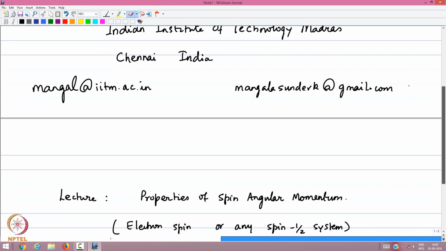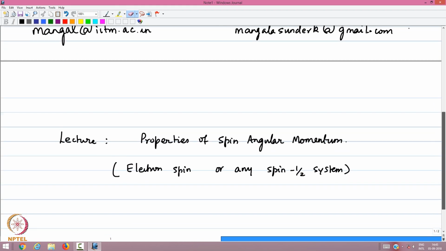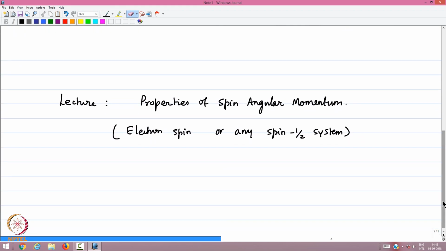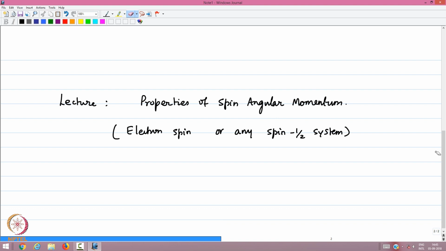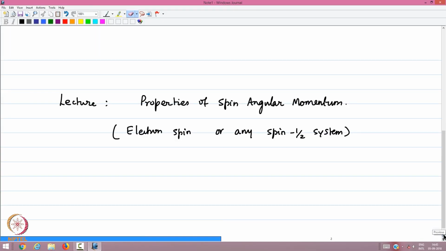Now, this is a continuation of the last lecture on the introduction to angular momentum. And in this lecture, let us look at the properties of the spin half system angular momentum. The electron spin is the most famous example. Proton spin, the nucleus proton, also has a spin angular momentum given by the angular momentum magnitude 1/2. So, this is the purely quantum mechanical spin property that we were studying.